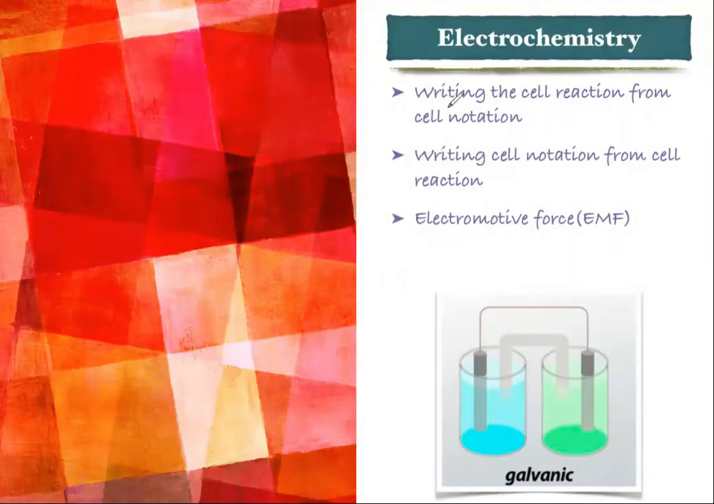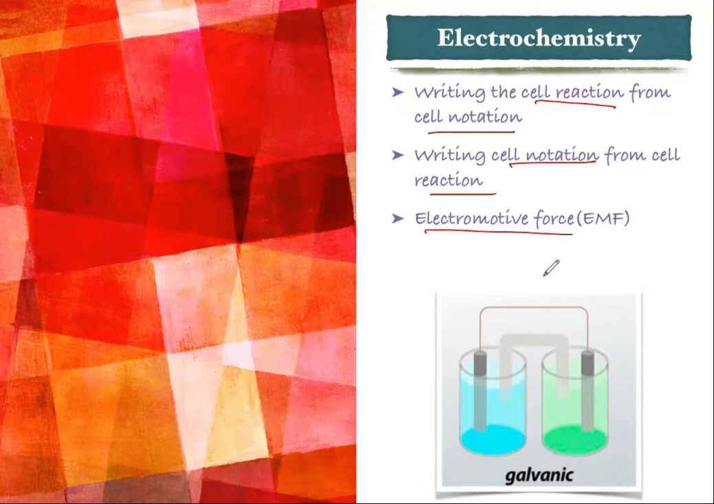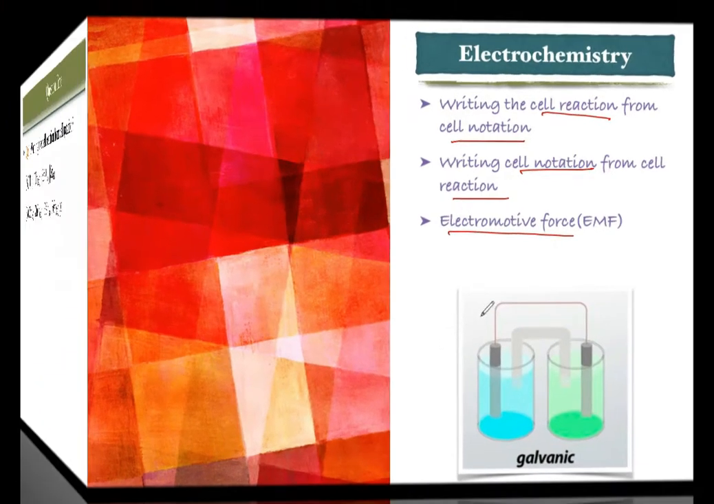We'll continue the electrochemical series. In this video lecture, we'll discuss how you can write the cell reaction from the cell notation, and we will learn how to write cell notation from the cell reaction. After that, we're going to learn about the electromotive force, which is very important. And remember, this is the galvanic cell, and the components present in the galvanic cell you have to remember to solve the numericals. So without a doubt, let's start.